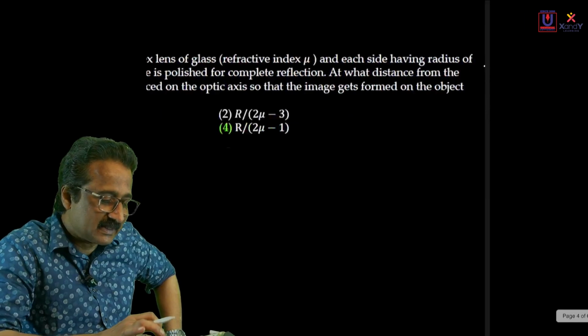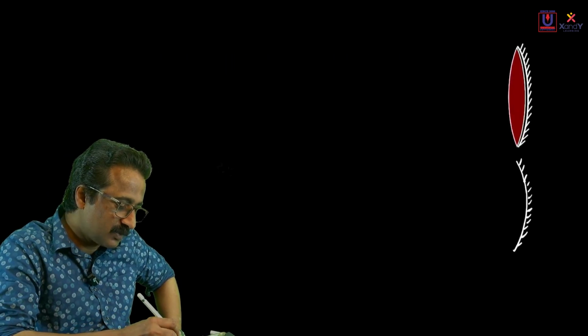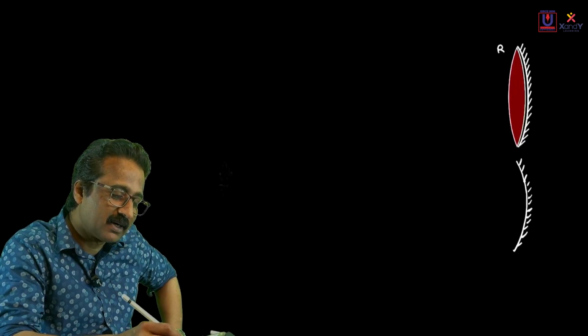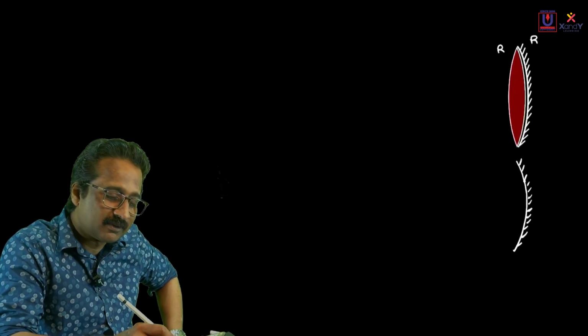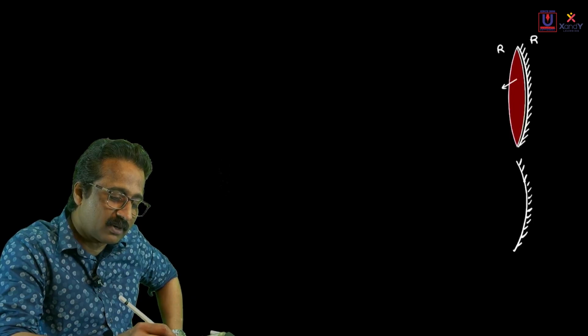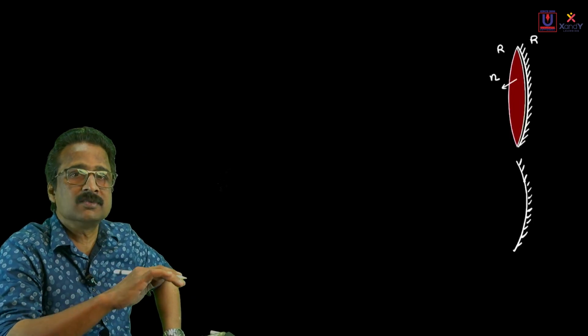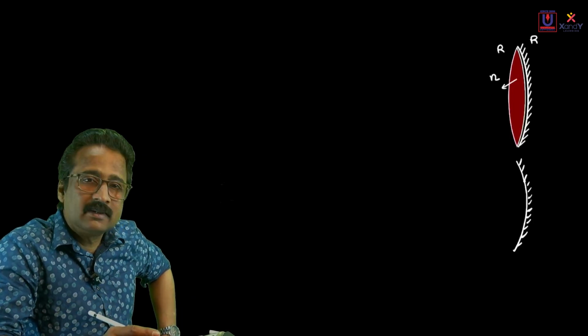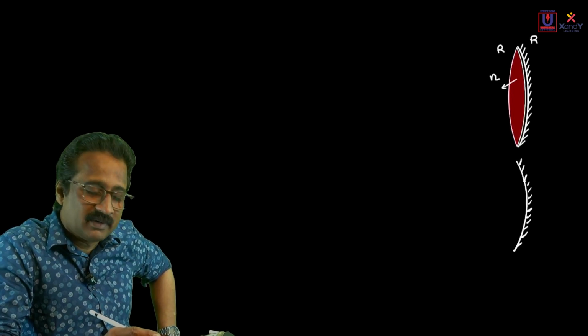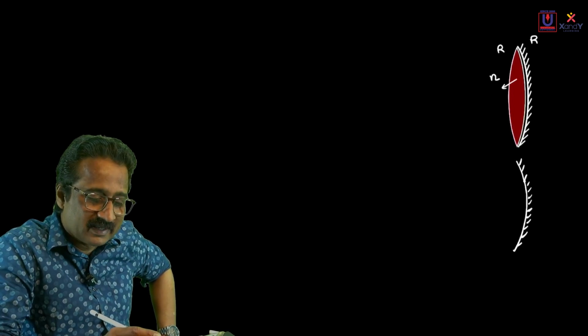Here it is said that it is an equiconvex lens. They say that the lens is supposed to be having a radius of curvature capital R and the refractive index inside, let me for a moment say that it is some n. They say it is mu. Okay, I'm used to n. So it is n the refractive index inside. R is the radius of curvature.